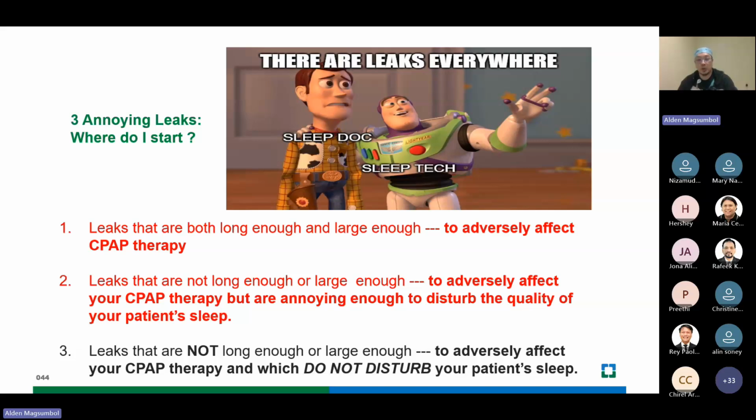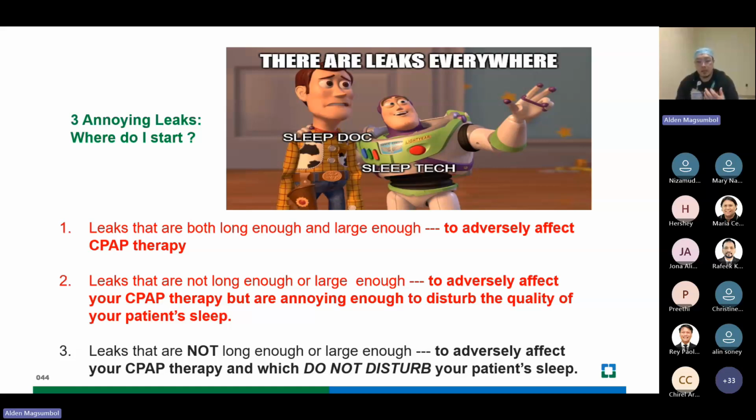You only need to work on fixing the first two types of leaks. Small leaks which do not wake them up and lead to obvious restlessness maybe during your titrations can be ignored. Now, in reality, efforts to try to eliminate these small leaks may create problems in terms of patient comfort or the patient's ability to get back to sleep or to stay asleep.